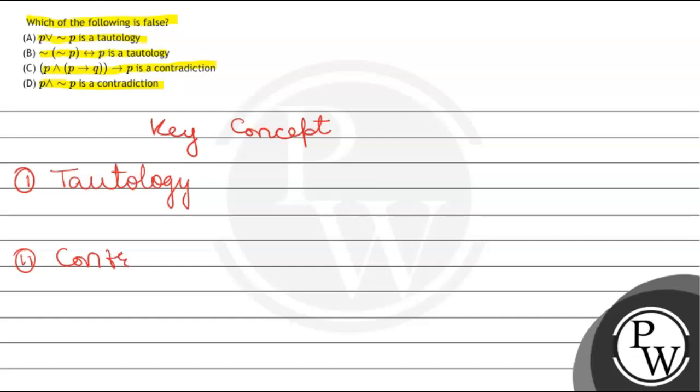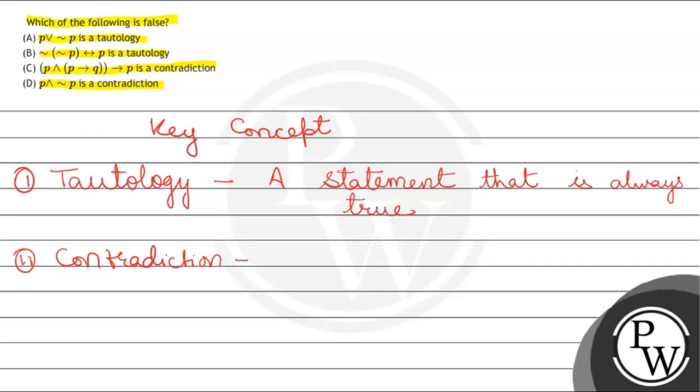क्योंकि जब तक हमें tautology और contradiction का मतलब नहीं पता होगा, हम ये बता नहीं पाएंगे कि इसमें से कौन सा statement true है और कौन सा statement false है. तो tautology का मतलब होता है वो statement जो हमेशा true होता है. That is a statement that is always true. उसको हम कहते हैं tautology.